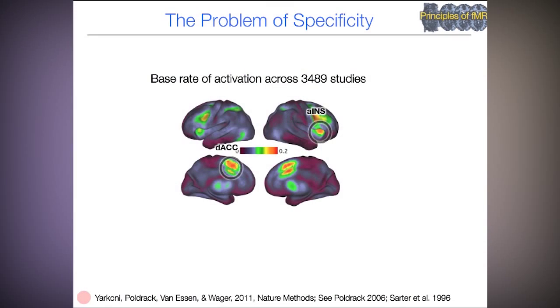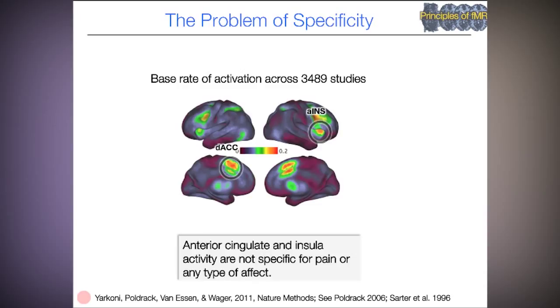I started with the anterior cingulate and anterior insula. Those two areas are often used to infer the presence of pain or other emotions, depending on what the purpose is of the interpreter. But here's the base rate of activation across about 3,500 studies. The higher, the more likely it is that the area is activated across many tasks. And what you can see here is no matter what kind of task people are doing across these thousands of studies, the anterior cingulate and the anterior insula are the most frequently activated areas in the brain. So just getting activation somewhere in those areas has arguably the least amount of information about what somebody's actually experiencing. So these areas are not really specific for pain or any other type of affect at this level of analysis.